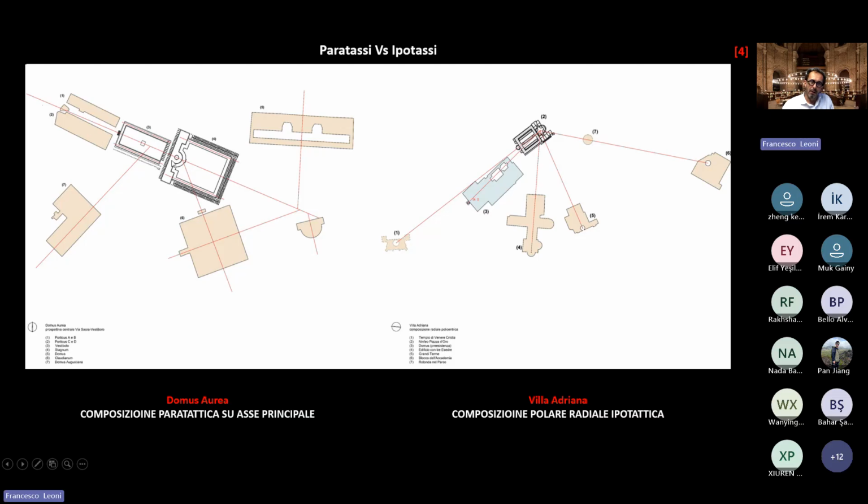In Domus Aurea, you have one axis and all the elements are on the same hierarchical position and all related to the main axis. That is the axis of the Colosseum Valley. In Villa Adriana, the elements are all arranged according to a pivotal center in the center of Piazza d'Oro.